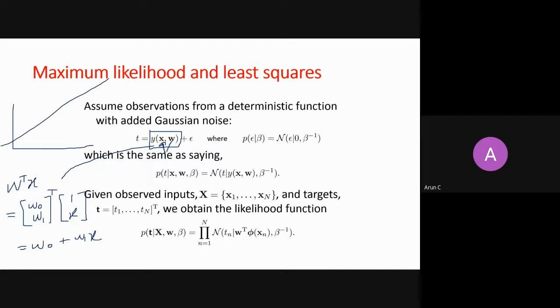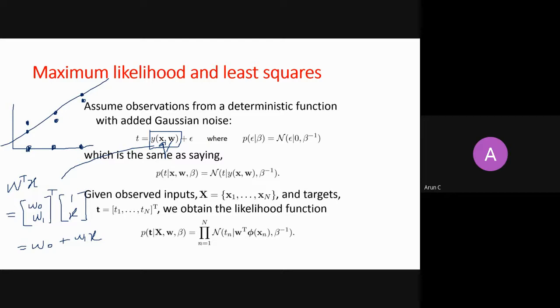So if this is your original line, you take some x. When you feed this x to y(x), you will get this value y. You add a noise epsilon, and you will get this point. You take a second x, you feed it to the line, you get this y. You add some noise, you get this point. You take some other x, you feed it to the line, you get this value on the line. You add some noise and you get this value. So this is how we have done it. We know this methodology already.